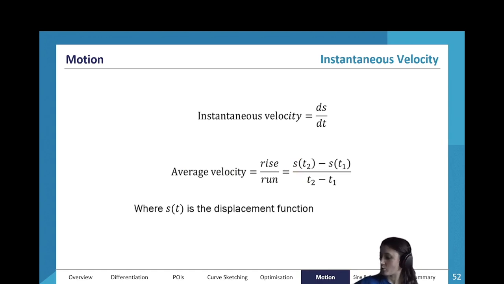So now getting on to instantaneous velocity. All right, so the instantaneous velocity is not your average velocity over a certain period of time. It's the velocity that you are traveling at in that exact instant. Your average velocity, on the other hand, is the average velocity you're doing over a period of time.